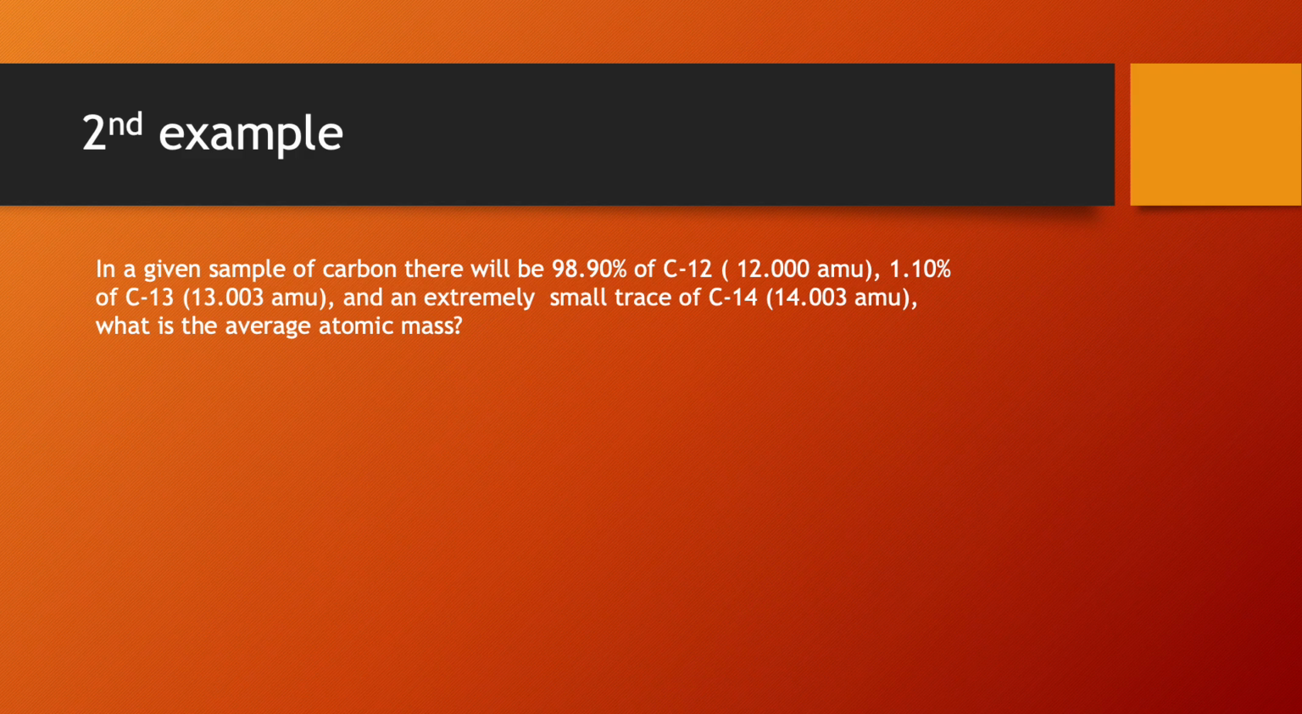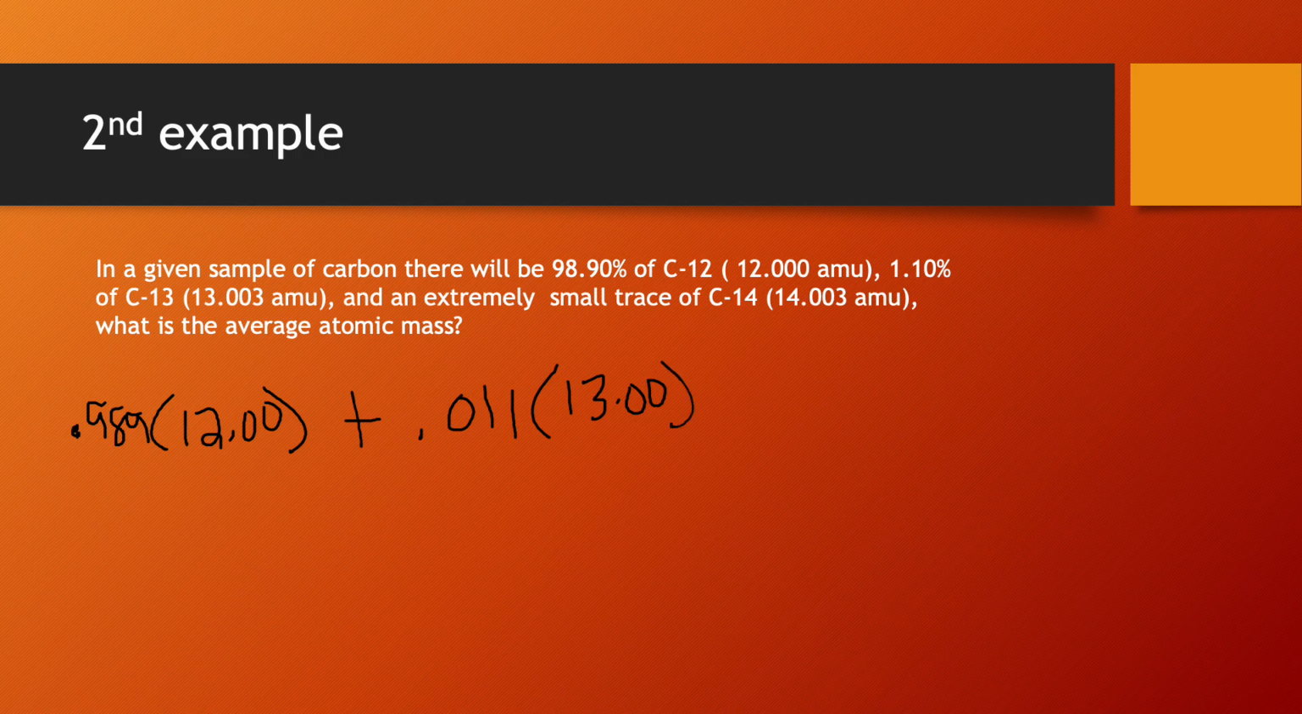For carbon-12, I'm going to go ahead and divide my percents in the beginning. Just move your decimal place 2 places to the left where you have 0.989, and that's times 12.00 atomic mass units. And then our second isotope, again moving the decimal to get rid of the percent, that's going to be 0.011 times 13.00.